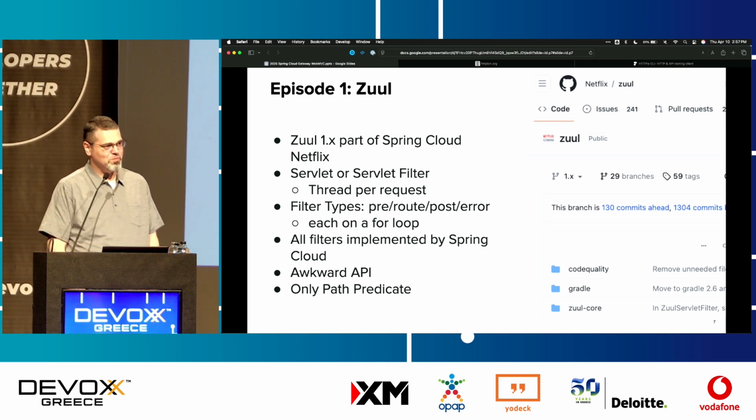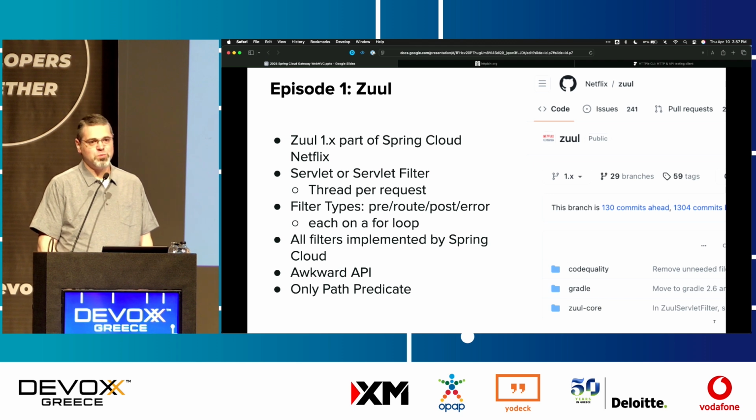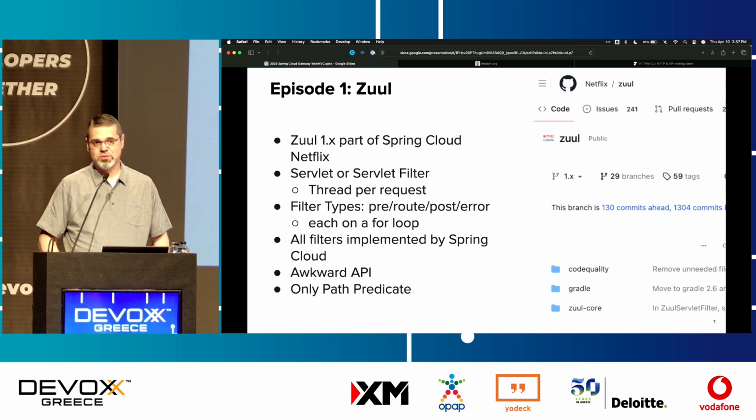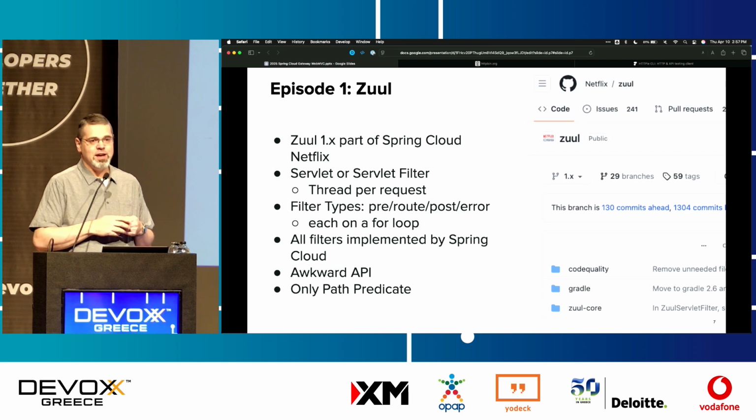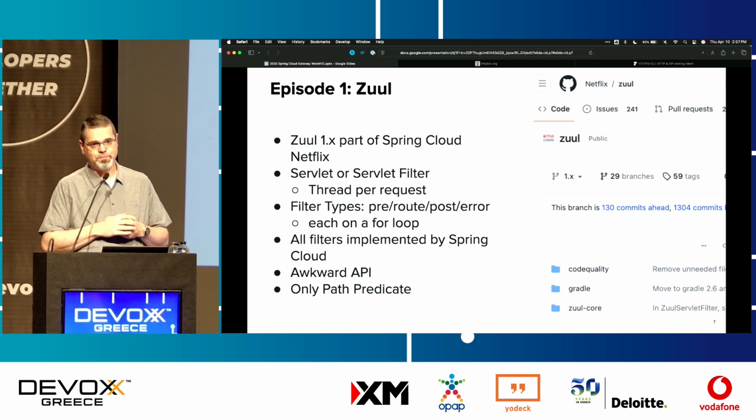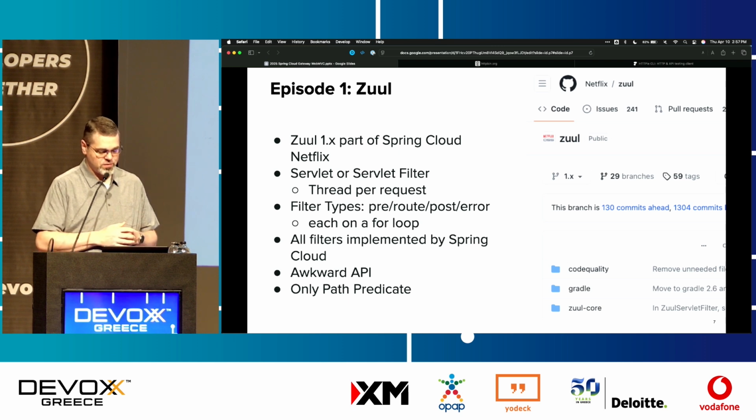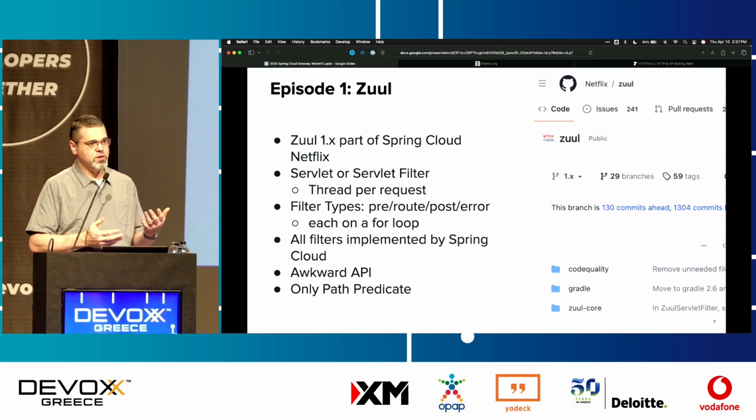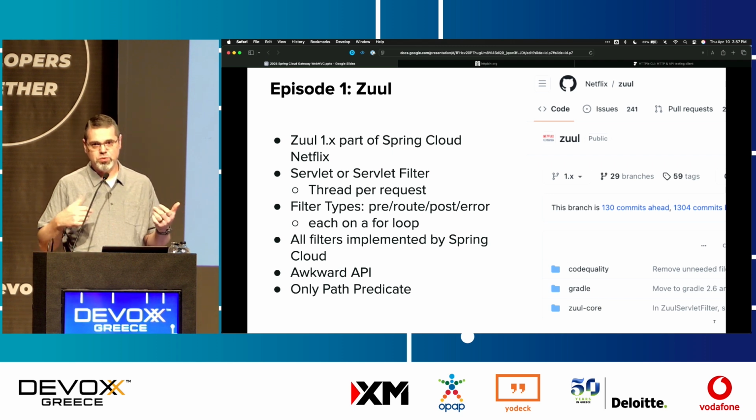Anyway, so when myself and Dave Syer started Spring Cloud many years ago, we incorporated many parts of the Netflix OSS platform, and Zuul was one of those pieces. It is based on a servlet or servlet filter. It had a very, very simple life cycle. Part of the problem was that it was subject to the thread per request issue of servlet filters. It had 4 different filter types, pre, route, post, and error, and it was just a simple for loop that executed and ran through each of those filters.